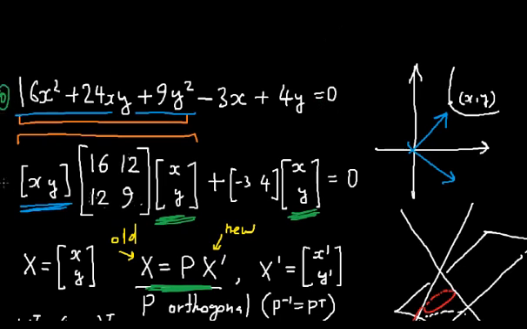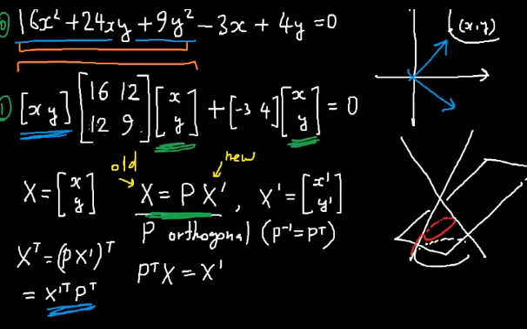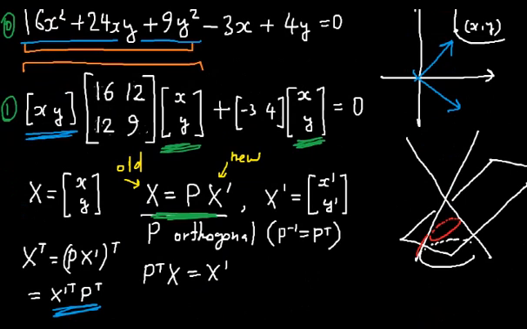Then the first step is to rewrite it in a matrix form. And so we identify this matrix here that comes up from there. The coefficients there are obtained in a certain way. 16 and 9 are coefficients of x squared and y squared, and 12 is half of the coefficient of the xy term. Then also this one is written out in the matrix form.